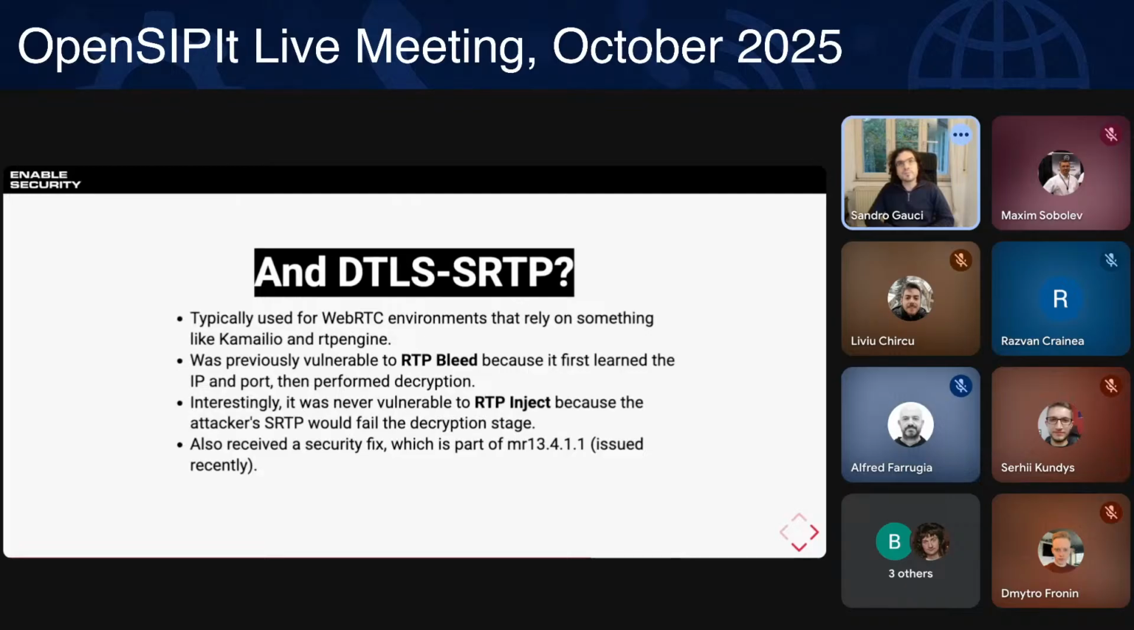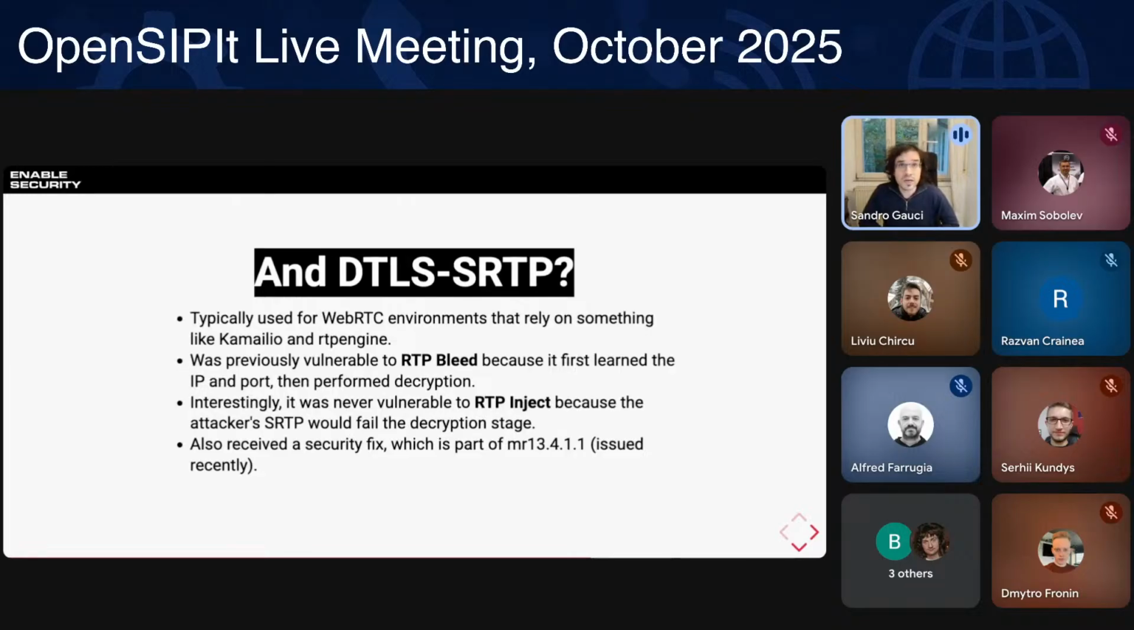So yeah, the problem was that the logic was that first it does the learning mode and then does decryption. And the attacker could win the race condition, again, like plain text RTP, and get all the traffic. Now, interestingly, it was never vulnerable to RTP inject because the attacker's SRTP would fail the decryption stage and it would not get sent to the other endpoints, to the UACs.